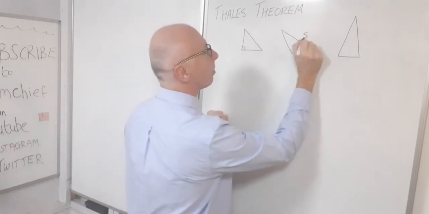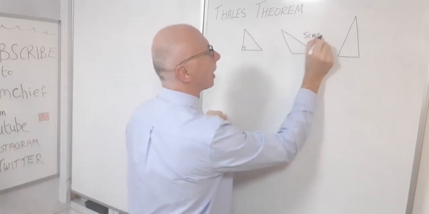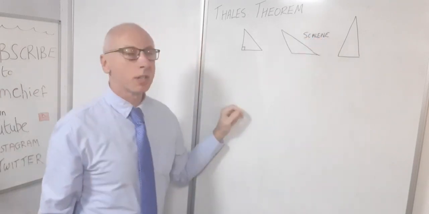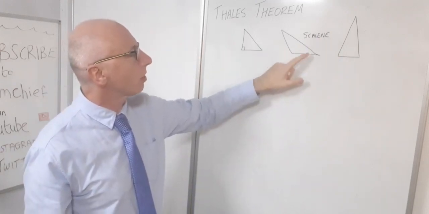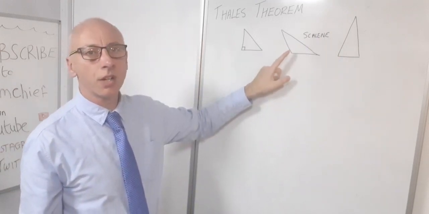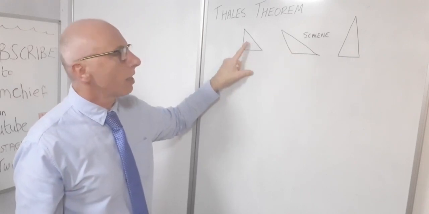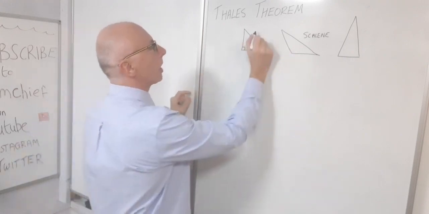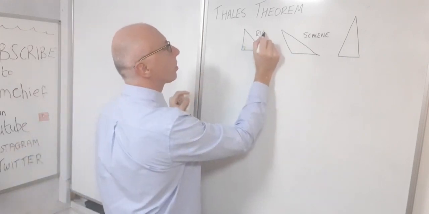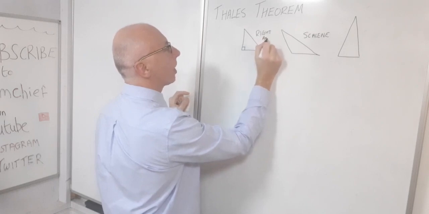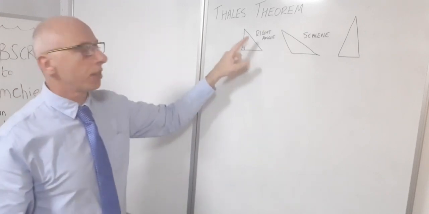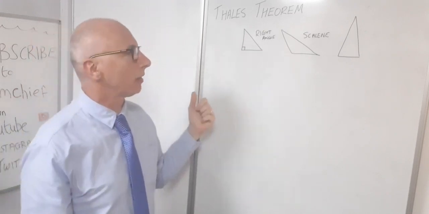So let's just write them up on here. It's a scalene triangle. Now we know this because all three sides and all three angles are different. Now the right angled triangle, which is here, this is also a type of scalene triangle because all three sides of this are different as well.